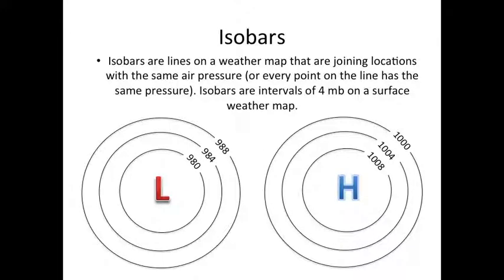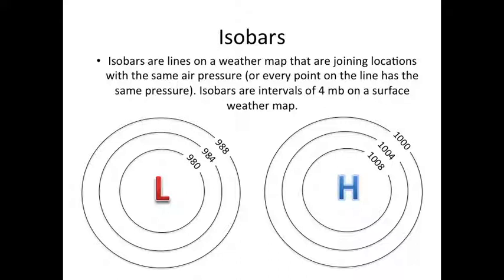Now let's learn about isobars and intervals. Isobars are lines on a weather map that join locations with the same air pressure, or every point on the line has the same pressure. Isobars are intervals of 4 millibars on a surface weather map.